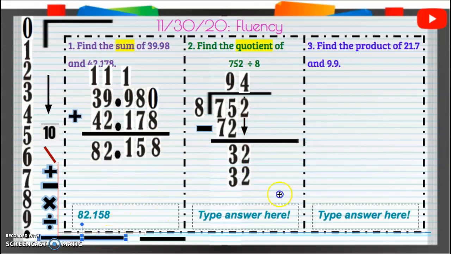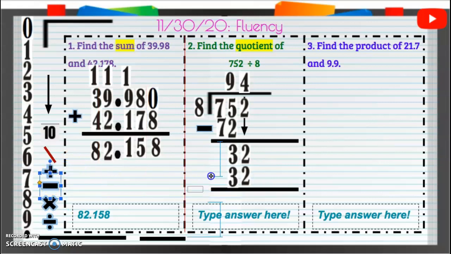So we have no remainders here. So nothing else to bring down. So our answer is going to be 94. Woohoo! So I'm going to put in my answer, 94. All right, last one, number three.